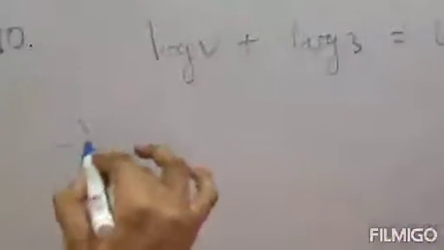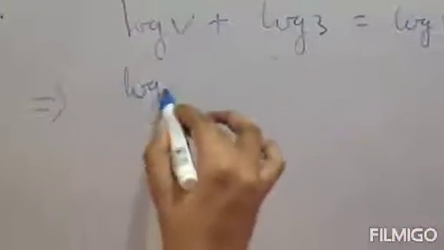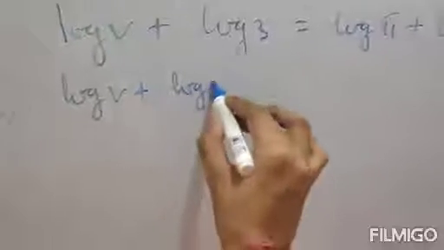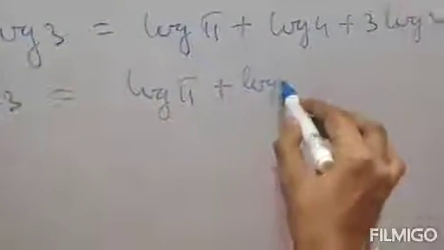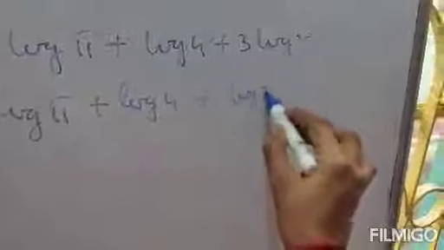We have to find out the value of v using this expression. Clear? So just write log v plus log 3 equals, now, log pi plus log 4, and apply the power law. Power law means 3 log r will be log r to the power 3.